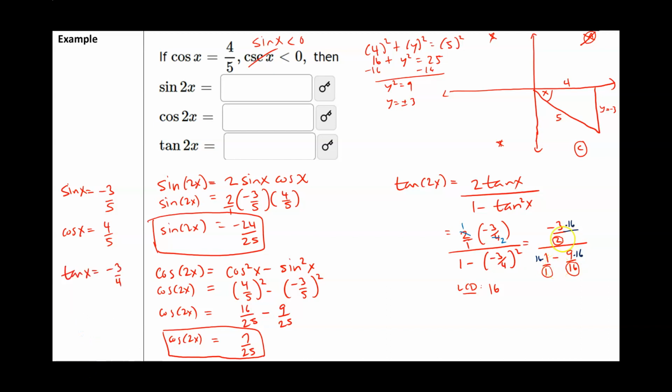So now let's simplify. 2 goes into 16 8 times, and negative 3 times 8 is going to be negative 24. On the denominator, we have 16 times 1, which is 16. And then these 16s are going to cross out, so we get 16 minus 9. That's 7. So our answer is going to be negative 24 over 7.